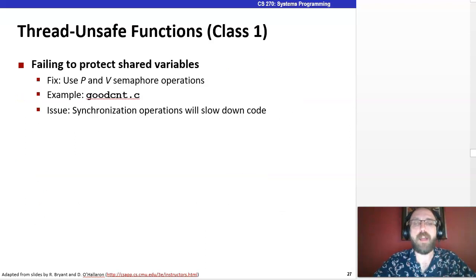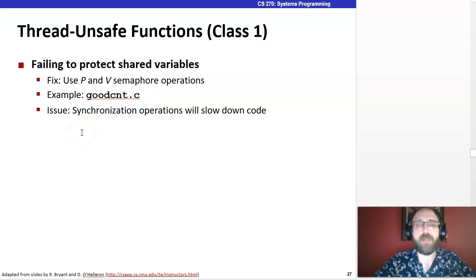Class 1 of thread unsafe functions is where they use shared variables and don't protect them with mutual exclusion. As an example, that thread function in bad count that was referring to the global variable count was thread unsafe because those two different threads were using that global variable without doing synchronization. The fix for that is to use semaphore operations or some other kind of mutual exclusion to make sure that doesn't happen, as we saw in good count in the last video.